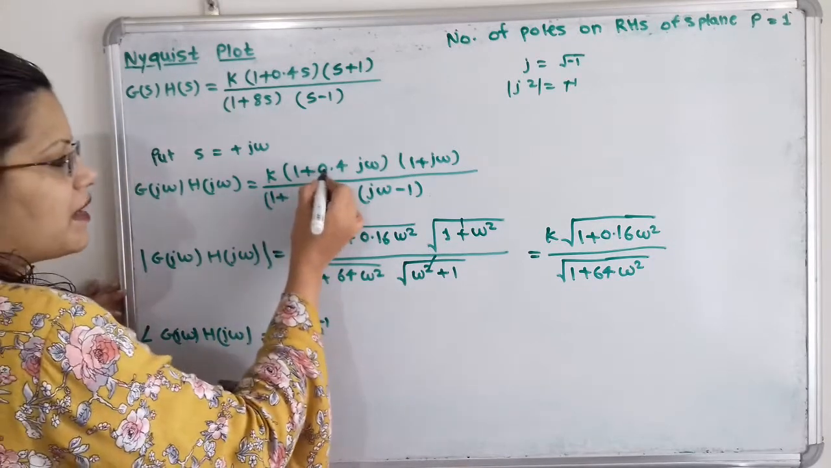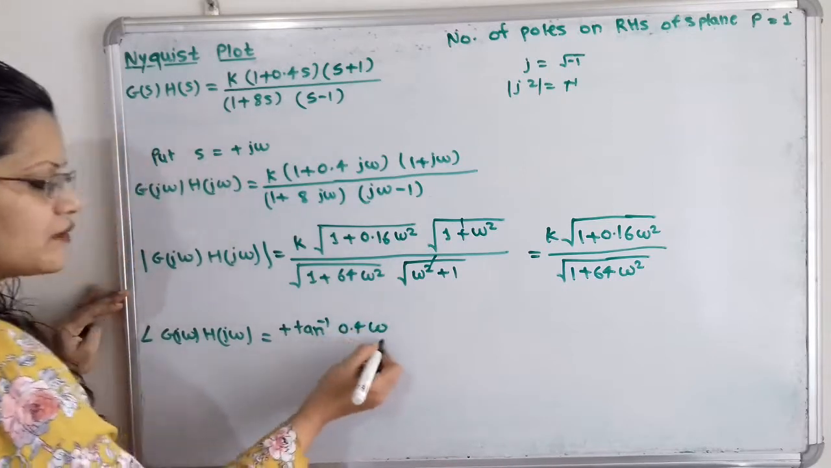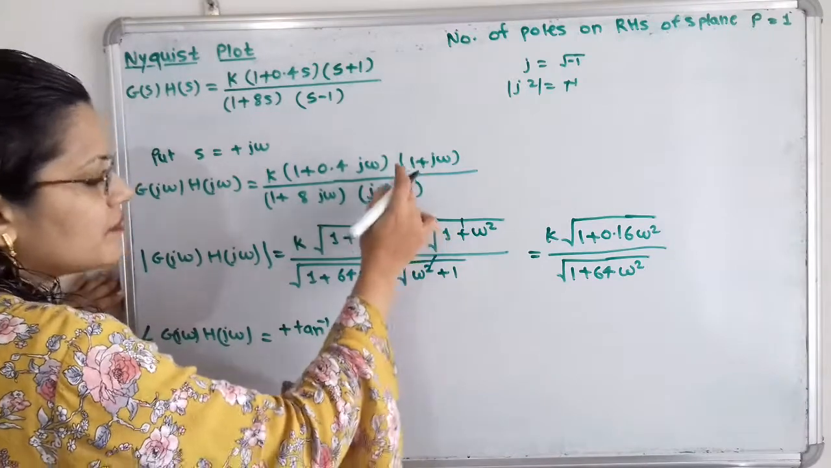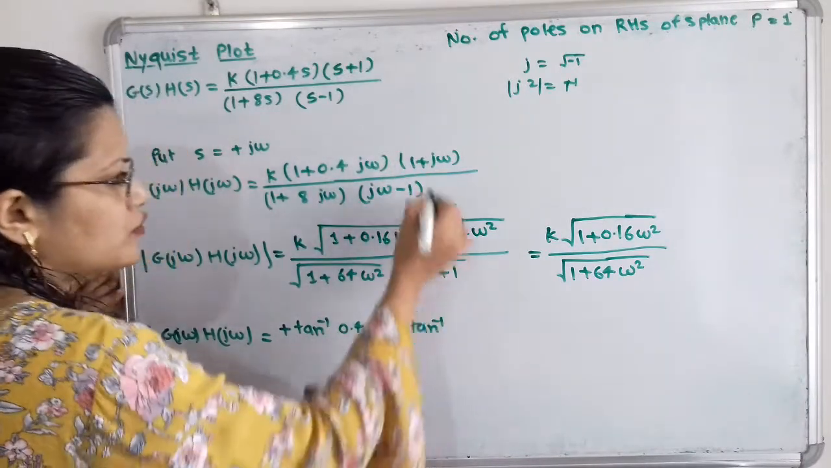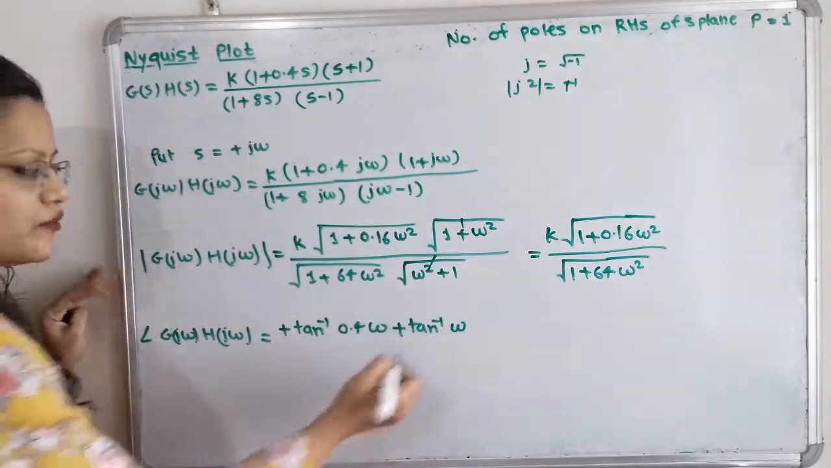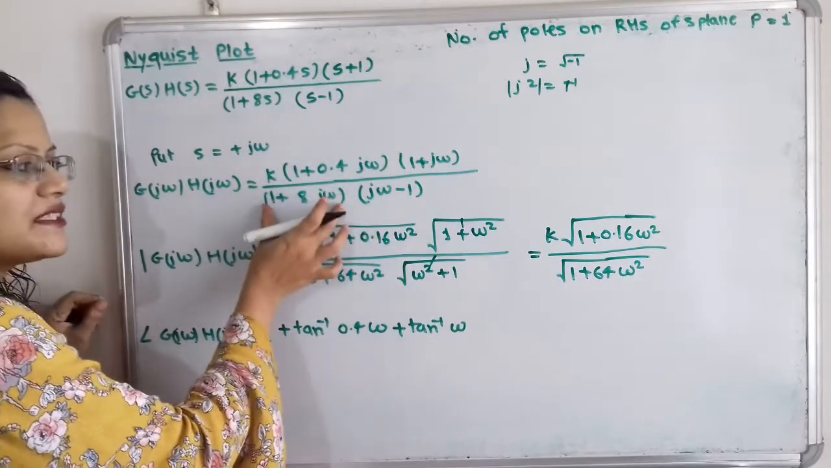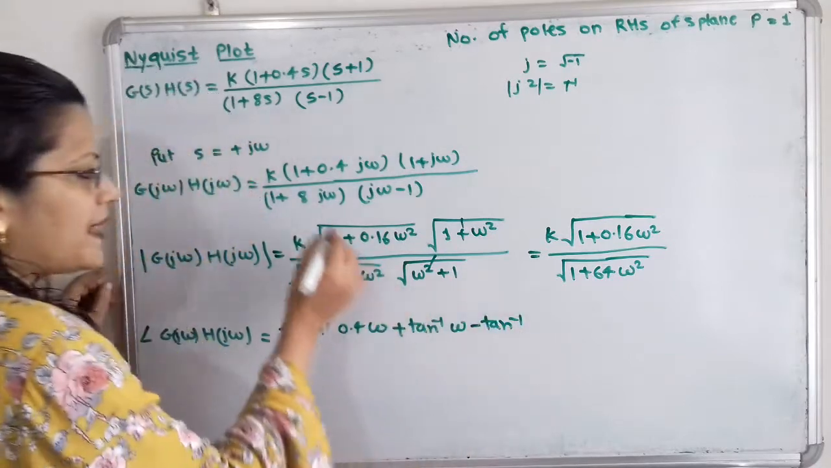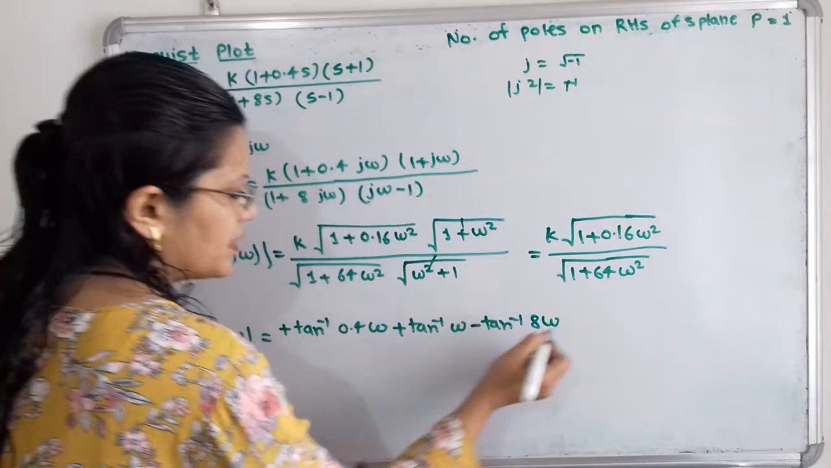So the imaginary part is 0.4 omega, the real part is 1, so no need to write. Then again for the second term, this term is also in the numerator, so I will use plus tan inverse of imaginary part by real part, that is tan inverse of omega by 1, so we will write only omega. Now we will move to this term. This term is in the denominator, so I will use minus tan inverse of imaginary part, that is 8 omega by 1. So I will write here 8 omega.